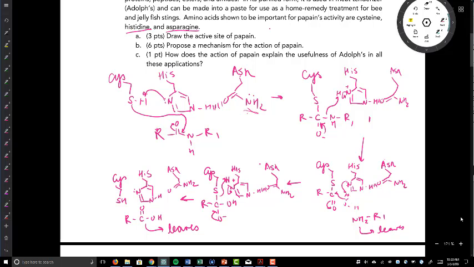is free to leave. Now, somebody had asked in problem session why you wouldn't just have another amino acid within the active site make the attack. Why do we need water?